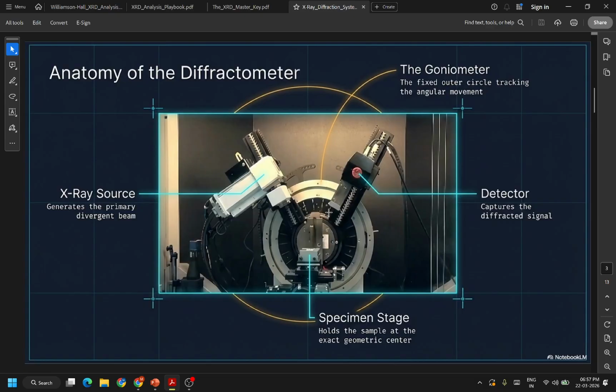and the reflected beam is then measured here, at your detector, which captures the diffracted signal and converts it into an electrical signal. And this is the goniometer, which keeps your source and detector at fixed angular directions, so that your theta to theta configuration is maintained.